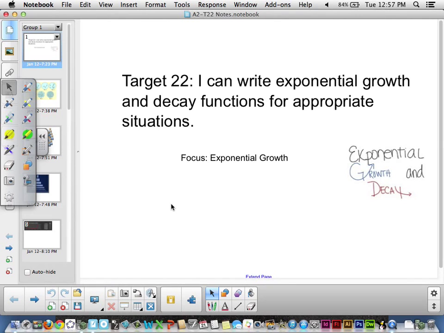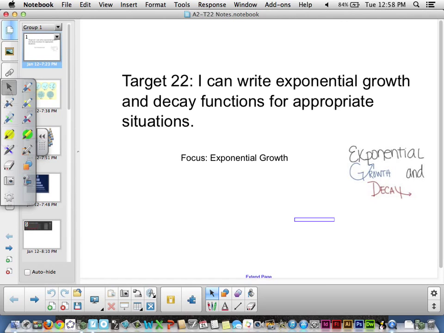Algebra 2, target 22. I can write exponential growth and decay functions for appropriate situations. First off, our focus is exponential growth. What is exponential growth? There's a couple of situations that are really nicely modeled by exponential growth.